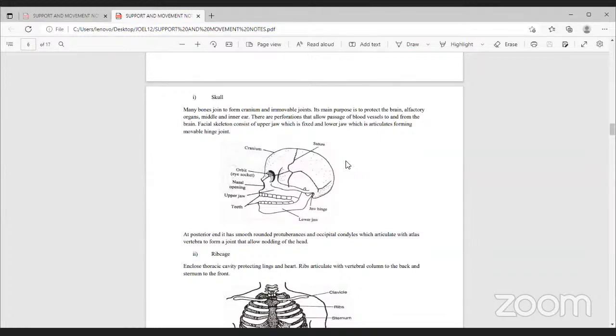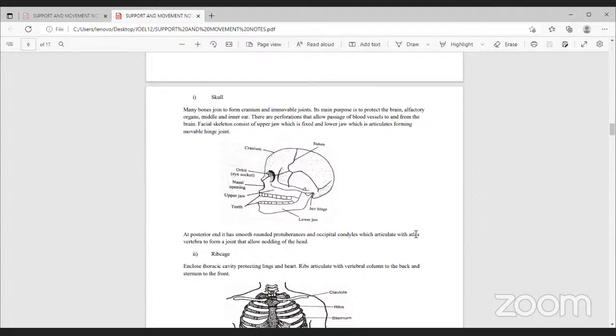So usually, if you look at around this area where we have the hinge joint, the posterior end, the posterior means the back end of the skull. It has some rounded protuberances, and also it has the occipital condyles. Those occipital condyles are the ones that are going to join or articulate with the atlas vertebra to form a joint that allows the nodding of the head.